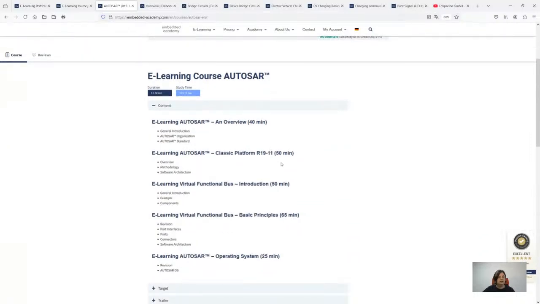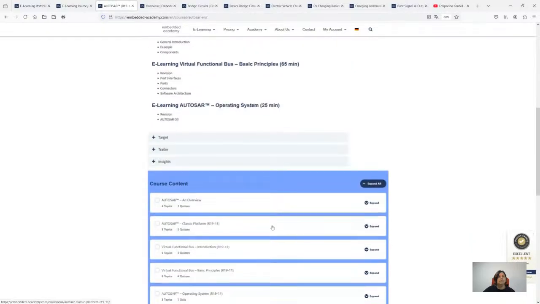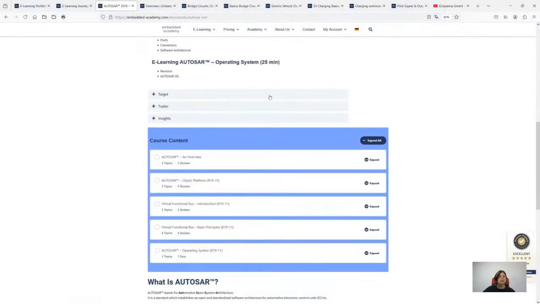Overview, then the classic platform, revision 1911, introduction to the virtual function bus, and then the basic principles of the virtual function bus, which is the part which is implementing the runtime environment. And then also some operating system parts. You can see it here.